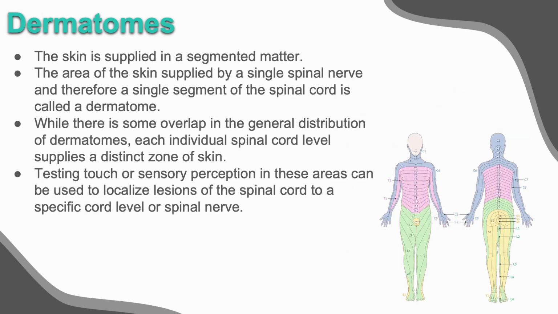Dermatomes. The skin is supplied in a segmented manner, as we can see right here. So each area of the skin is supplied by a single spinal nerve, and therefore a single segment of the spinal cord, and is called a dermatome. So as we see here, the segment of the spinal cord T1 innervates or supplies this portion of the skin. T2, then T3, T4, and so on.